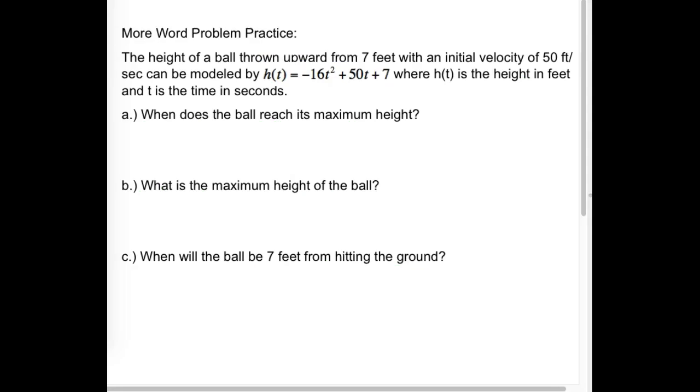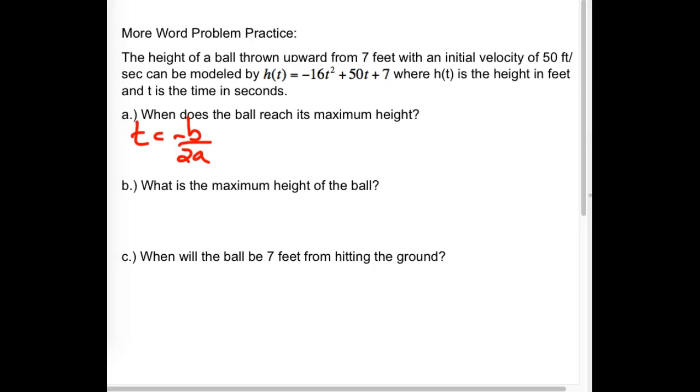Okay, our next one. It says the height of a ball thrown upward from 7 feet with an initial velocity of 50 feet per second can be modeled by this equation. Notice where the 50 and the 7 show up in our equation. It says where h of t is, again, height in feet and time is seconds. When does the ball reach its maximum height? The question's when. What are they asking me to find? Time. They're asking me to find my x-coordinate, basically, right? So negative b over 2a. Okay. We'll come back to that in just a second.